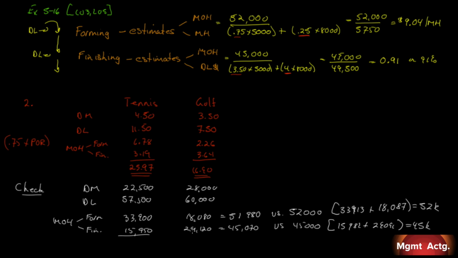So our totals, 129,850. If you divide that by 5,000 units, you should get that same number. And our total over here is 135,200. If you divide that by 8,000 units, you should get that number. And that's how we check to make sure that what we did makes sense.